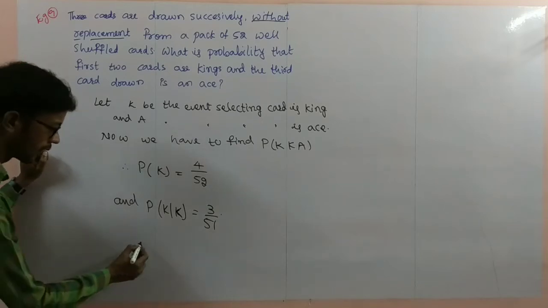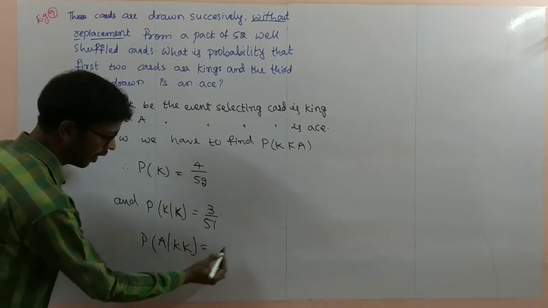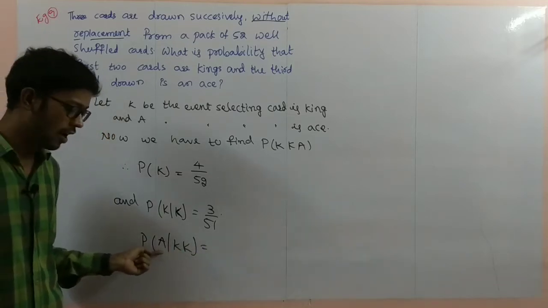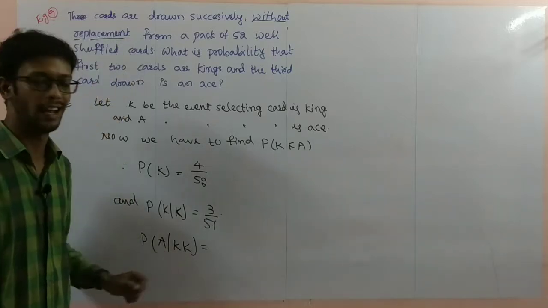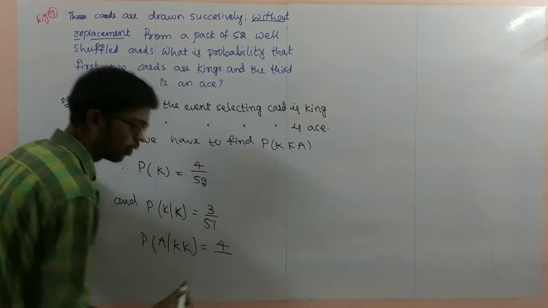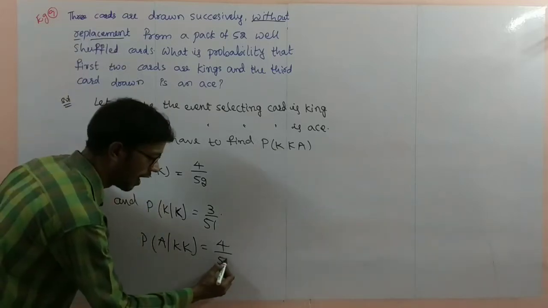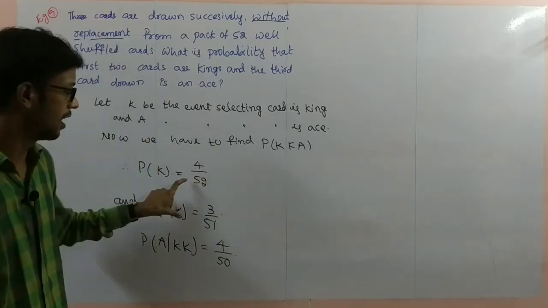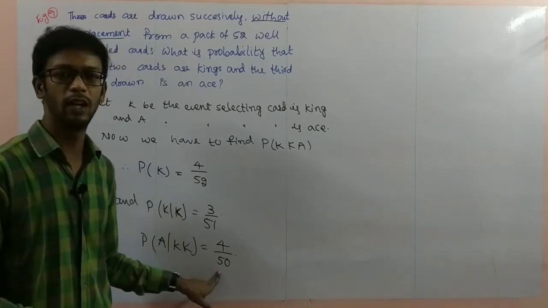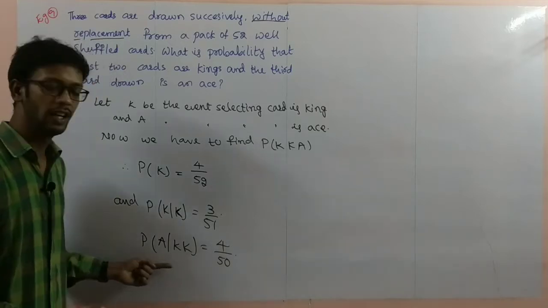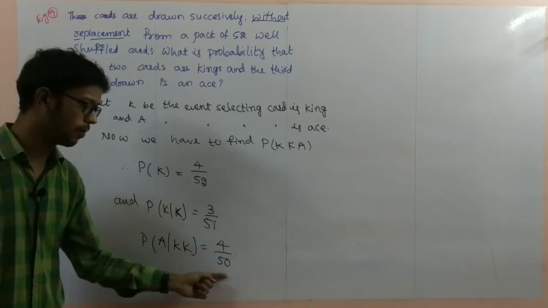Next one, probability of A by KK. Probability of getting an ace card, when kings are already selected. Total ace cards is 4. You have to select from only 50 cards. Why? Because already the first card and second card are selected. So the remaining total will be 50 cards. So the probability of an ace card when two kings are already selected is 4 by 50.